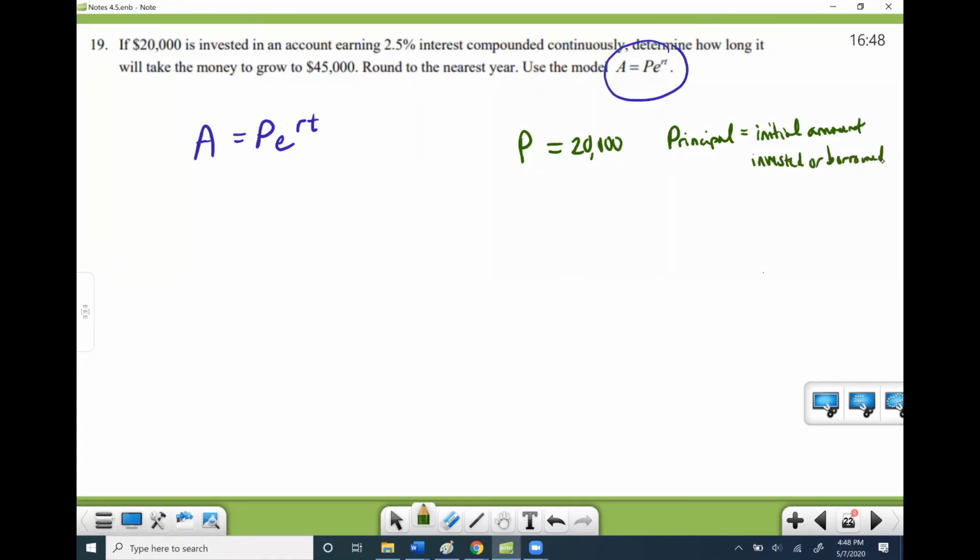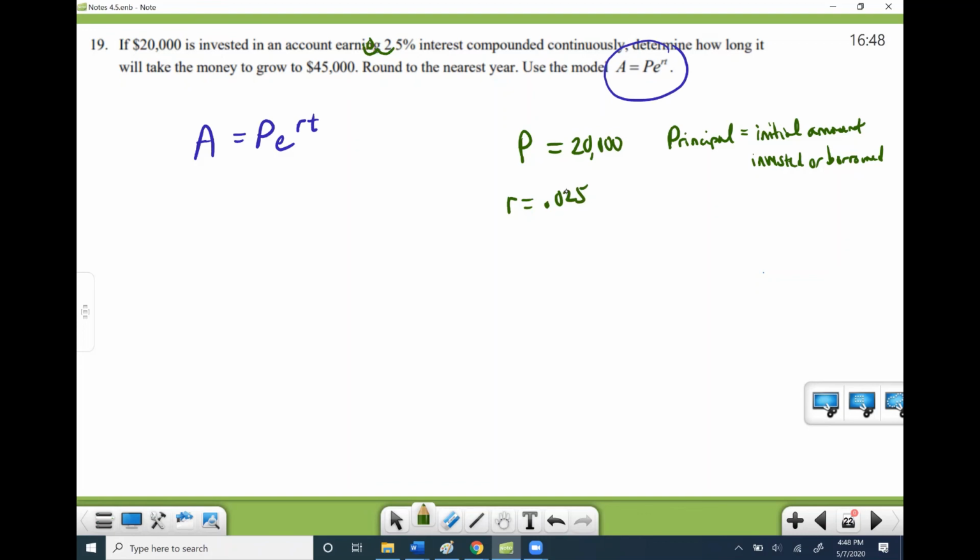Okay. In an account earning 2.5% interest. So what would R be, you guys? And how would I have to write it though? Yeah, I got to move that decimal point. Boom, boom, 2 times. So it'd actually be 0.025 when I plug it in.